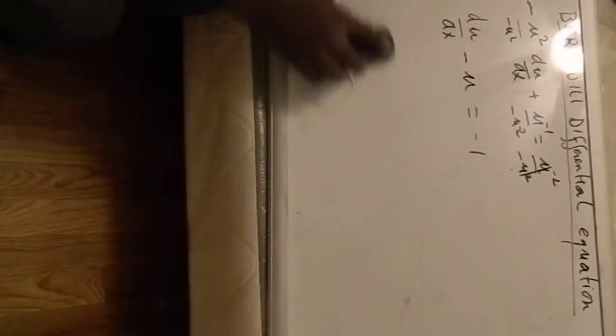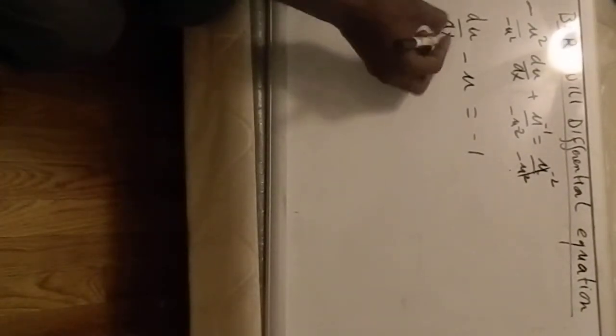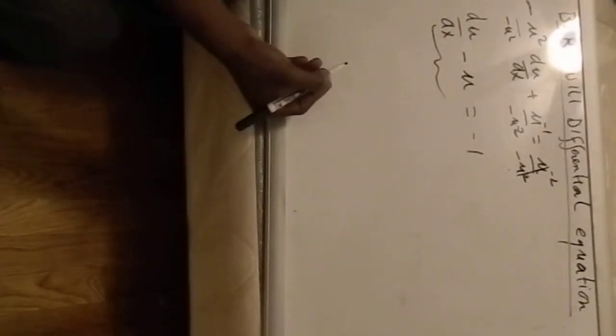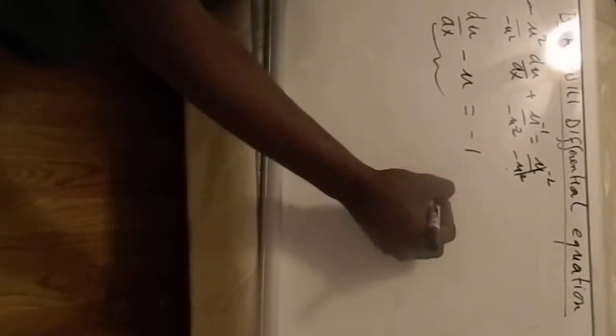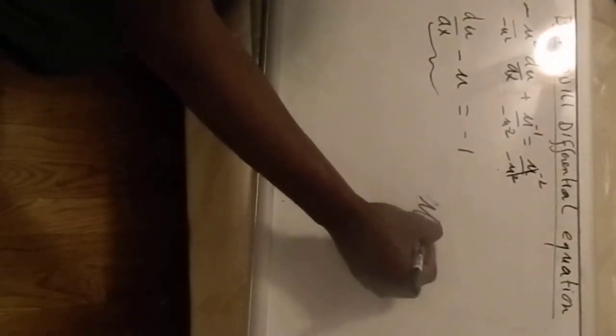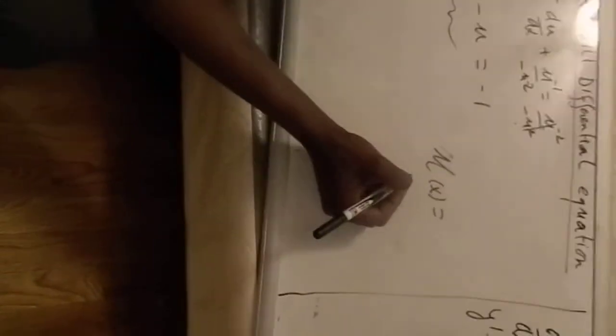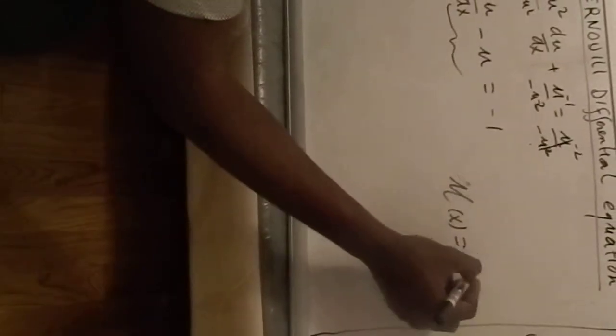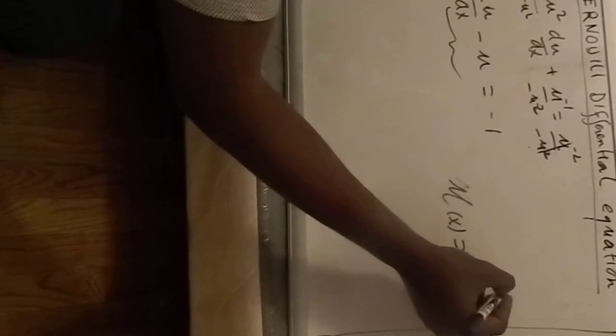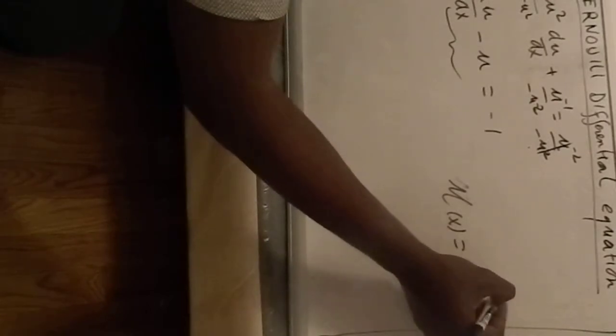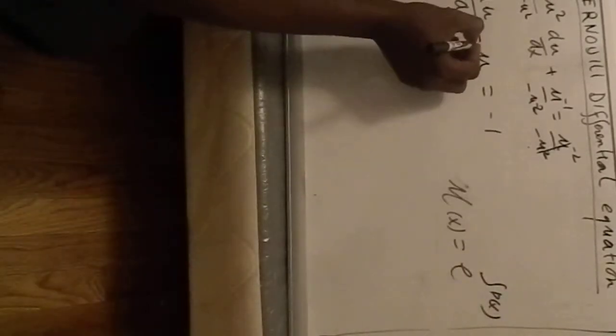You can see that my function is something I can solve now, because I know this form. I can use the integrating factor. The integrating factor, which I'll call mu of x, is going to give you e to the integral of p of x. And my p of x here is negative 1.